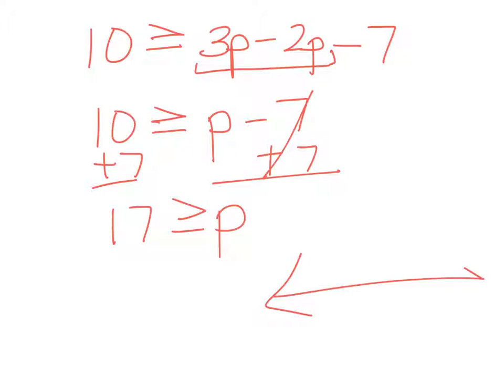And remember again, if 17 is here, p is less than or equal to 17, which means in this case it is going this direction. Please do not mess up on those. That is the most common mistake. All right, now to story problems.